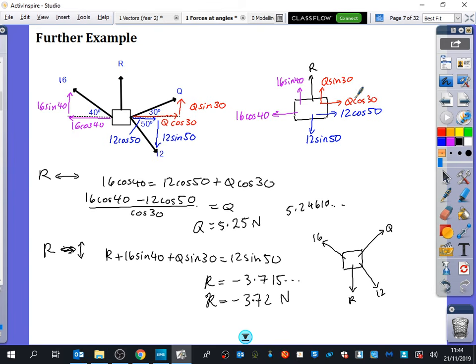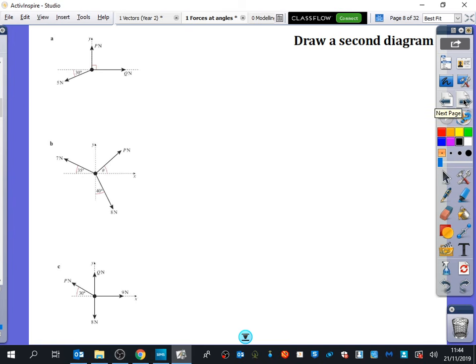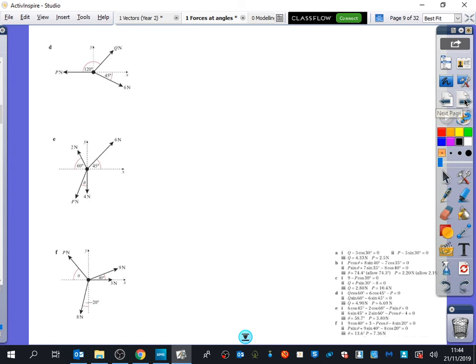On the next page, you have 3 questions here, and I want to see the second diagram drawn, and you need to find out the values of P and Q. You've then also got 3 more here, and you've got the answers as well for those values. So I need to see your second diagrams for these. Off you go.